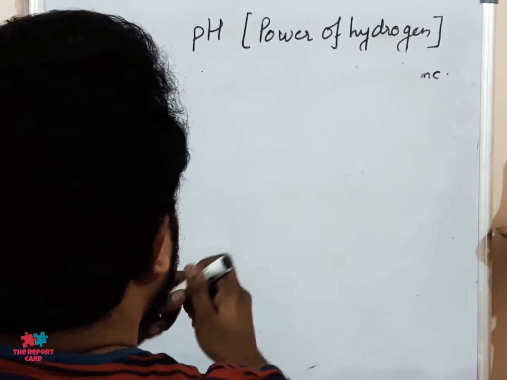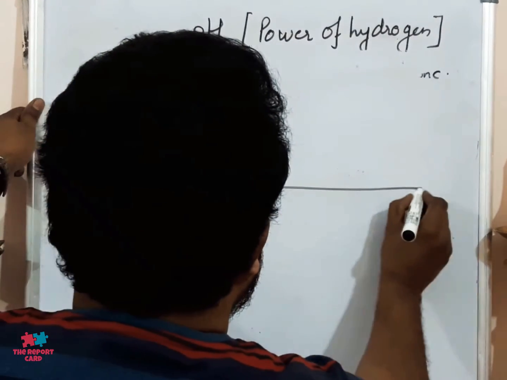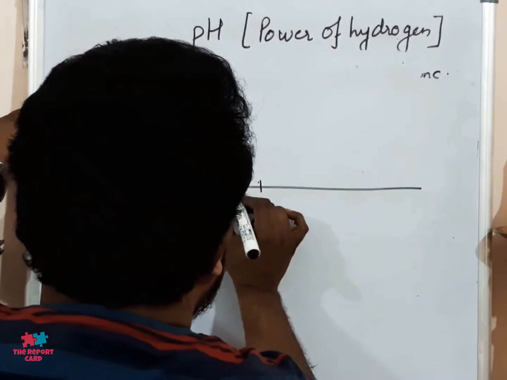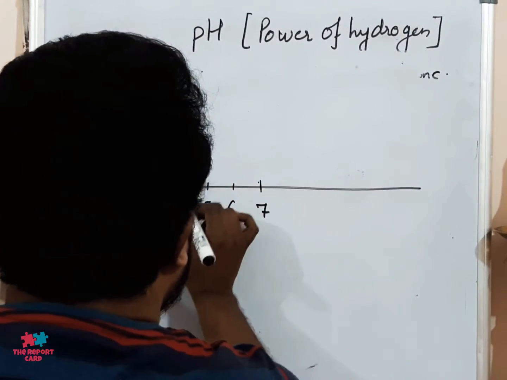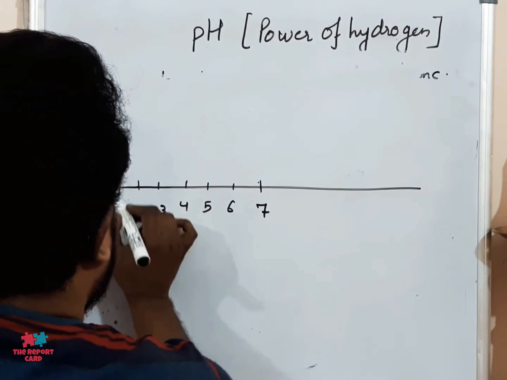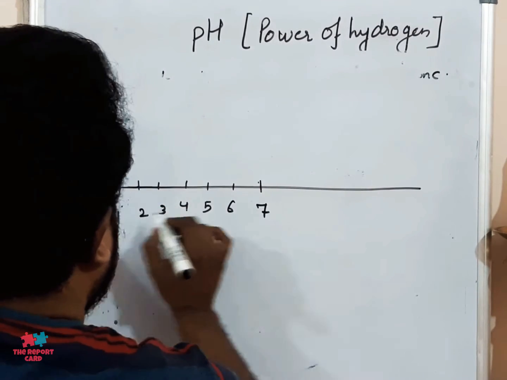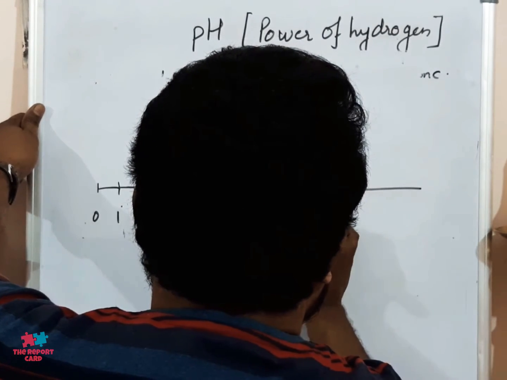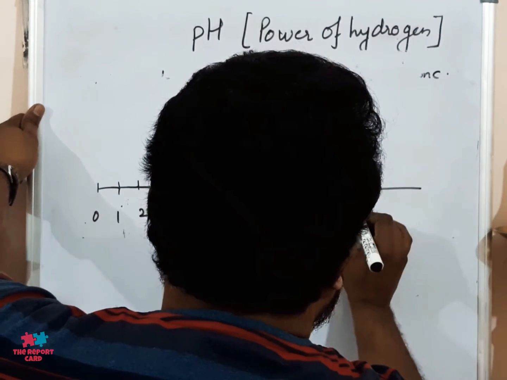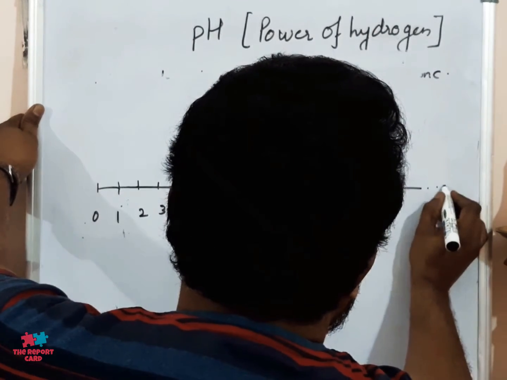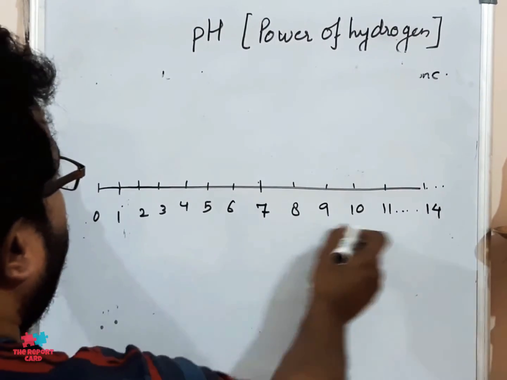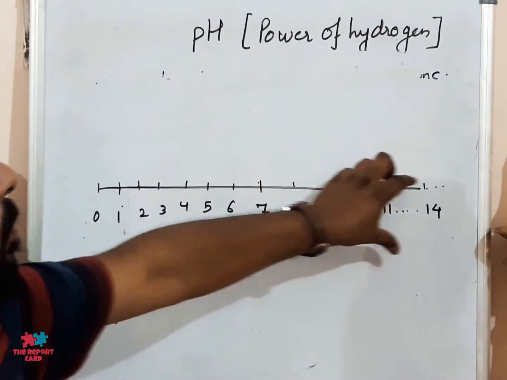There is a pH scale which basically ranges from 0 to 14, and in between is 7. So you have 6, 5, 4, 3, 2, 1 and 0. And here you have 8, 9, then 10, 11 and so on. It will go on till 14. So this is the range of pH that we get.